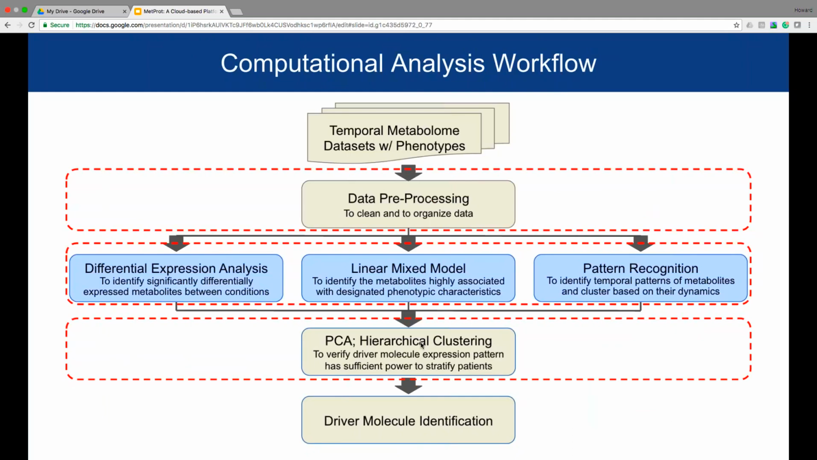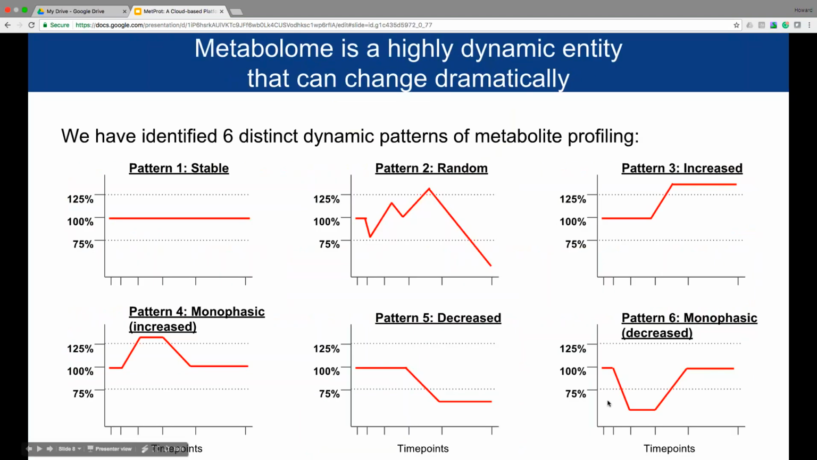I will give one quick example of the pattern recognition. By utilizing our pattern recognition module, we were able to identify 6 distinct dynamic patterns of metabolite profiling from mouse datasets. We have identified those 6 different distinct patterns.